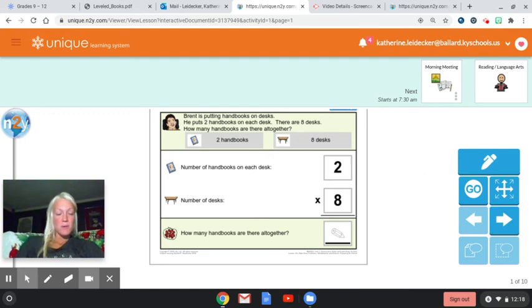All right, here is our math lesson for September 3rd. Today we are actually going to be doing multiplication. I know we started with addition, subtraction, now we're doing multiplication, and there's actually going to be some division today.